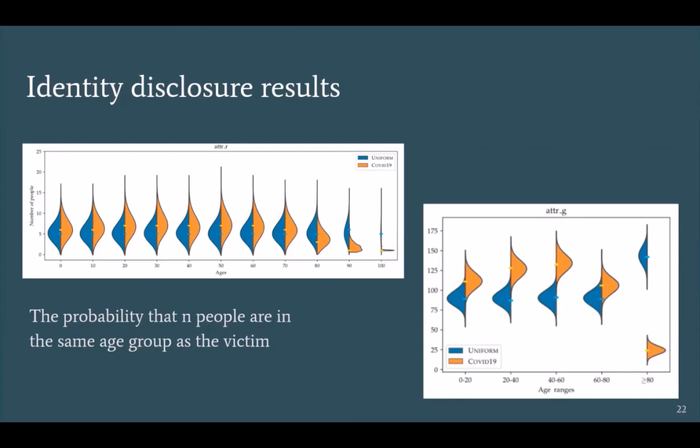When we generalize the ages, the risk of being identified naturally decreases for both priors. For under the age of 80, the mode decreases with a factor 20, and above 80 with a factor 30. So increasing generalization notably decreases the identity disclosure.